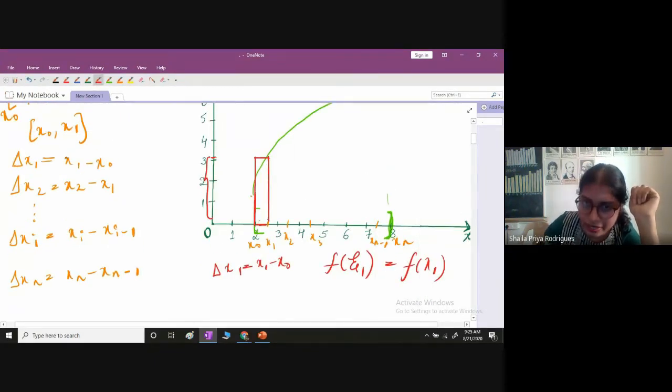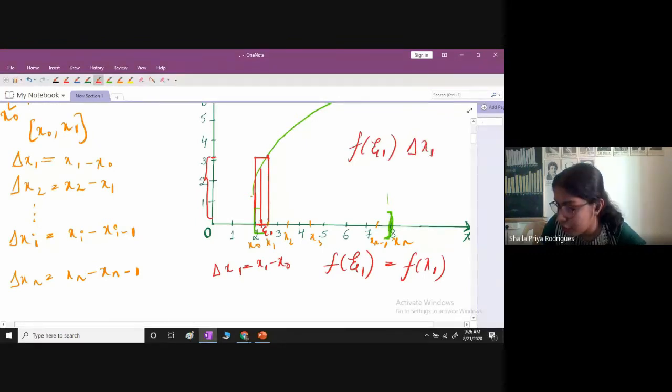The height of this rectangle is right now f of x1, because f of x1 is the function value here. If xi1 is over here, and if I try to plot f of xi1, the height f of xi1 is going to be so much. So then our rectangle will be this. If you multiply f of xi1 with delta x1, this is going to give you the area of this rectangle here.